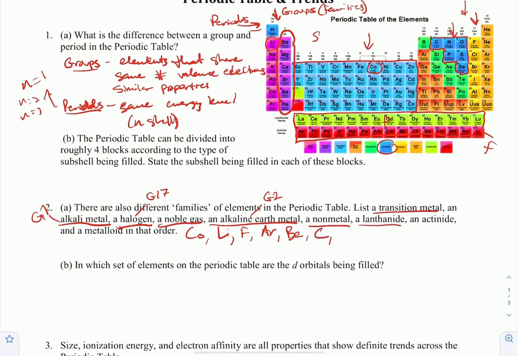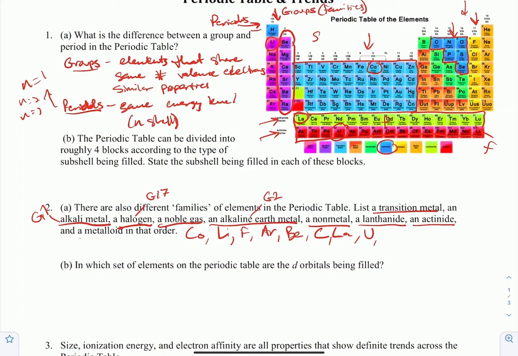All right, a lanthanide. A lanthanide comes from the lanthanide group right here in the F block on the top row. So we can just put lanthanum. All right, an actinide. Actinide is the second row on the F block, and let's say uranium.